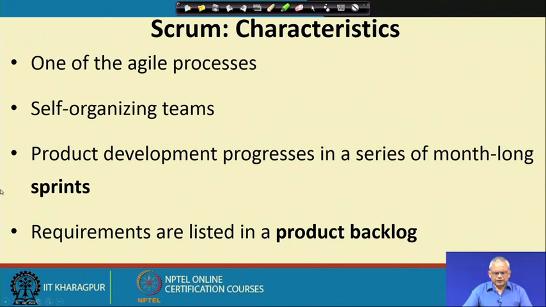Scrum consists of small teams which are self-organizing. By self-organizing, we mean that the team members by themselves choose their own roles and activities. There is no chief programmer or somebody who assigns them activities, but they self-organize themselves and decide who will do which one best. There are several technical terms here and also concepts. Let's just look at that.